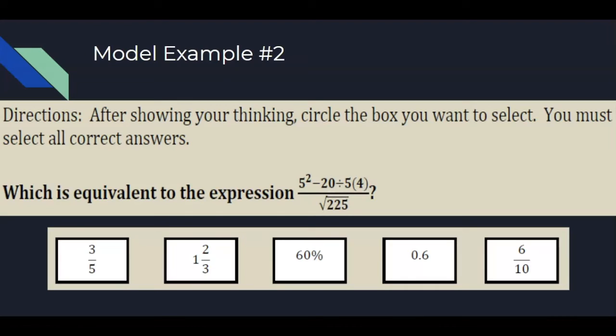Now let's look at model example number 2. Notice here that we have 5 possible answer choices. Here we have this expression written in rational form, meaning that it's written as a fraction. Let's look at 2 possible ways to simplify this expression.